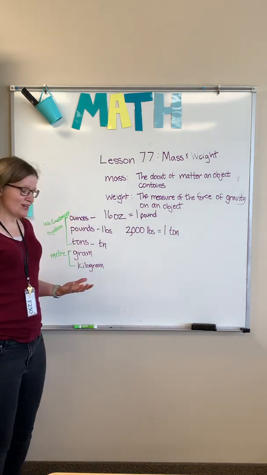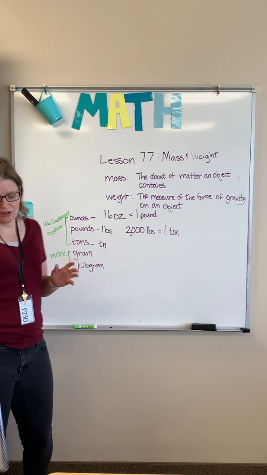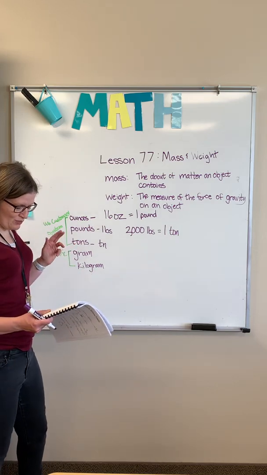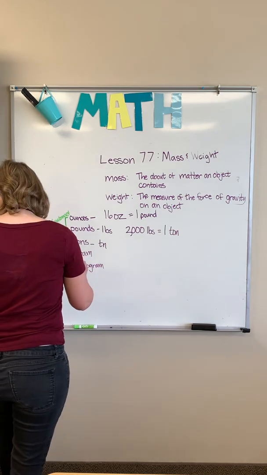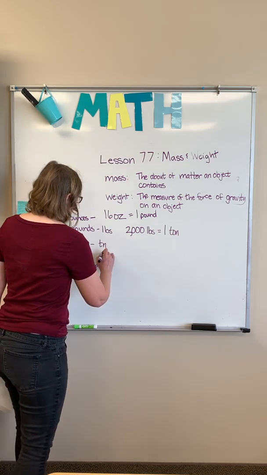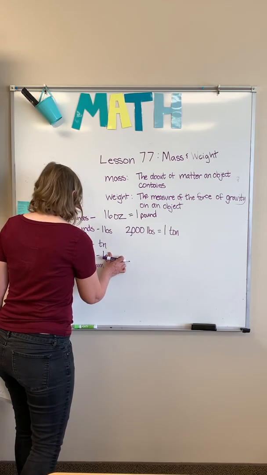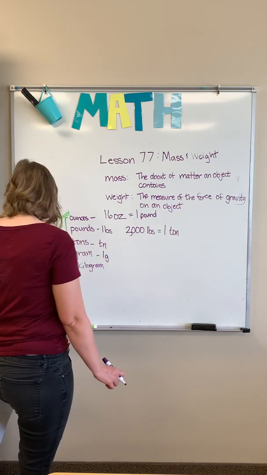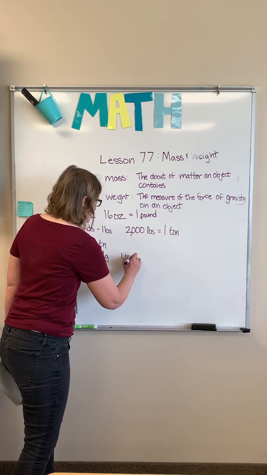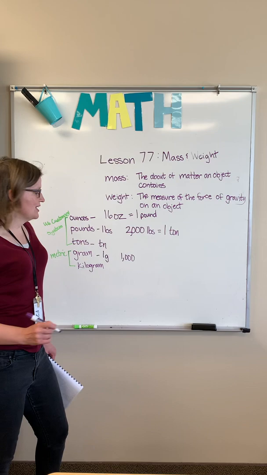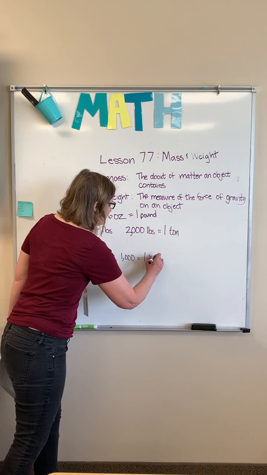Let's jump into metrics. A gram is about the weight of a paperclip, if I recall. Or a paperclip or two. It's fairly small, and we abbreviate this by saying 1G. 1G is a gram. Now, if we have 1,000 of these, we get the equivalent of 1 kilogram.